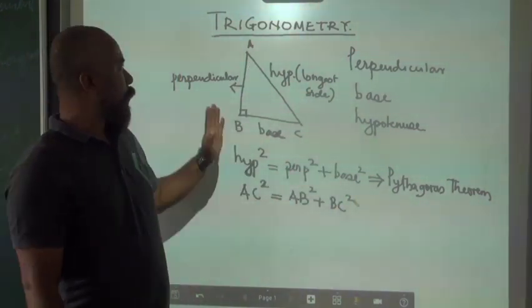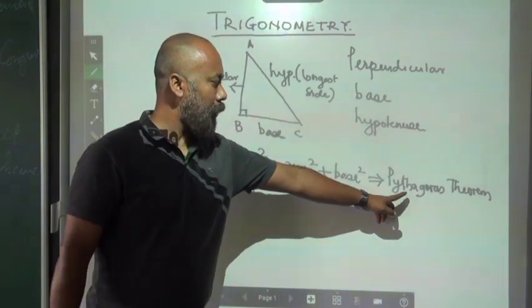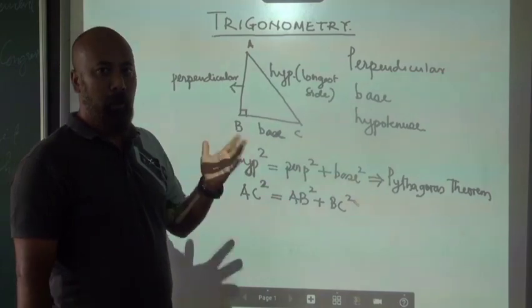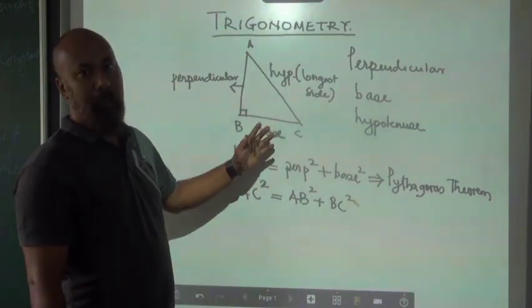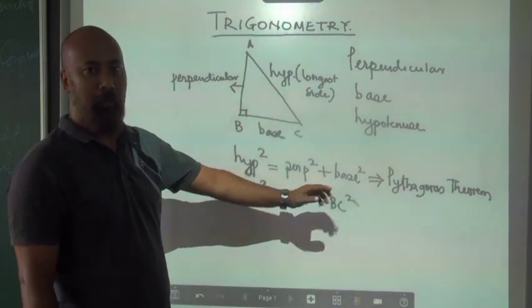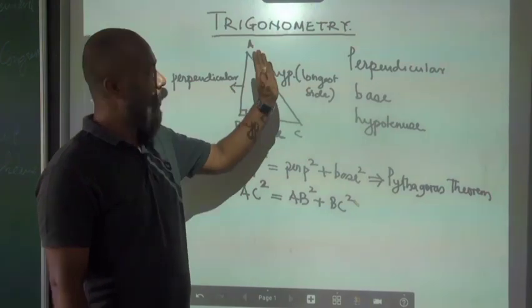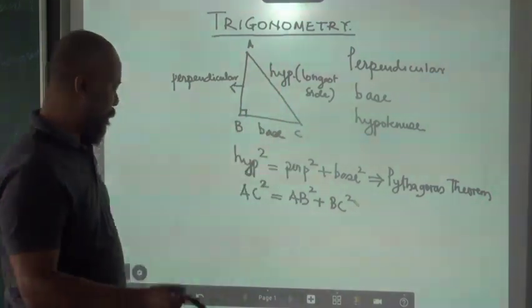Now, we normally use Pythagoras theorem when we know the length of two sides and we want to find the length of the third side.